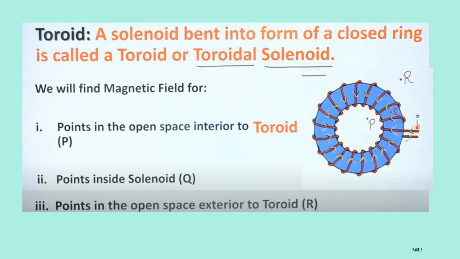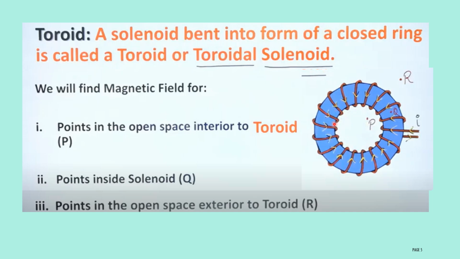Here at one end of the wire, consider this arrow mark I, the current enters the wire, then moves across the solenoid. Then at one particular point the current comes outside. This is the point where the current comes outside. Here you can observe the current carrying conductor produces a magnetic field.